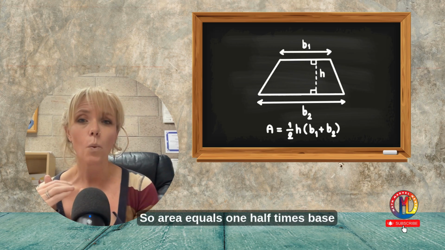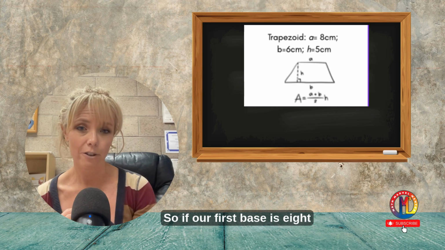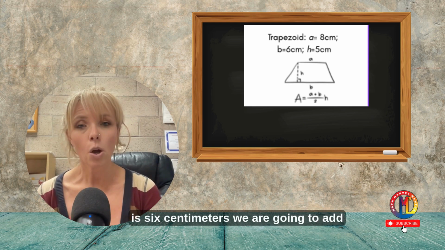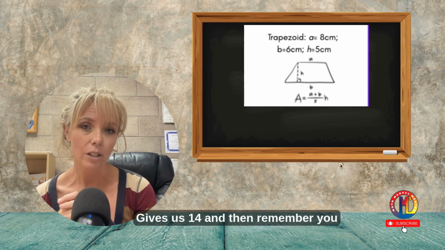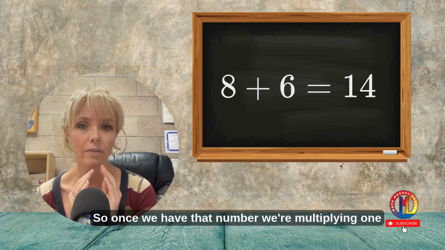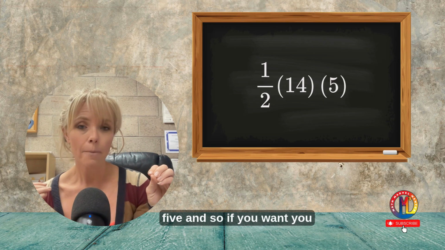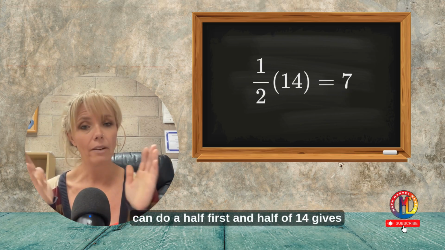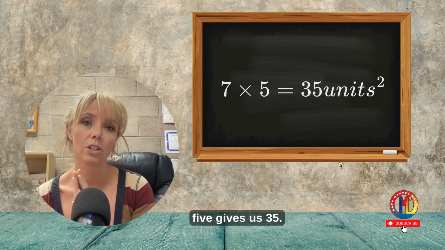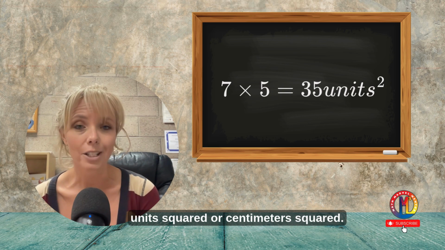So area equals 1/2 times base 1 plus base 2 times the height. So if our first base is 8 centimeters, and our second is 6 centimeters, we are going to add 8 plus 6, which gives us 14. And then remember, you can multiply in whatever order you want. So once we have that number, we're multiplying 1/2 times 14 times 5. If you want, you can do the 1/2 first, and 1/2 of 14 gives you 7. And then 7 times 5 gives us 35. So the area for this trapezoid would be 35 units squared, or centimeters squared.